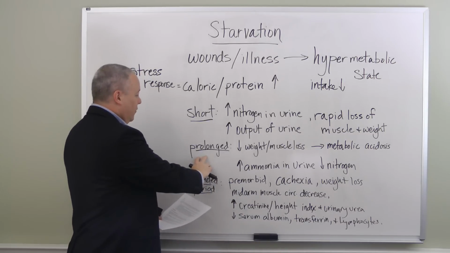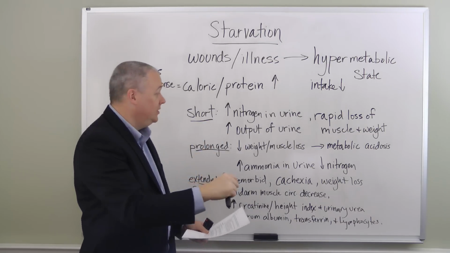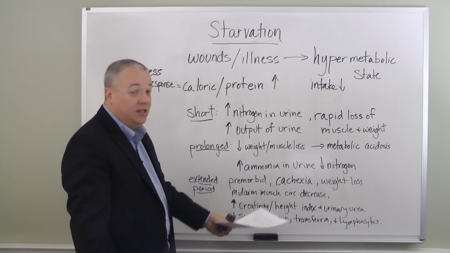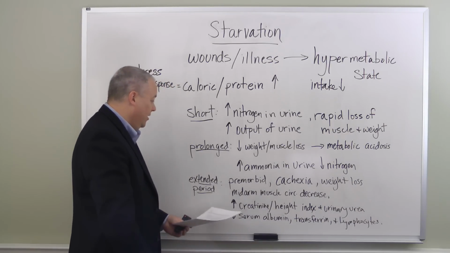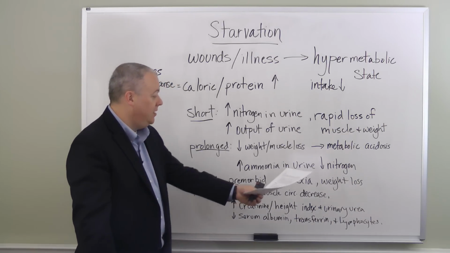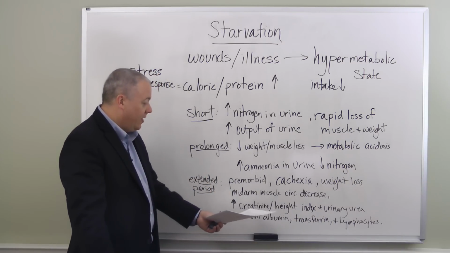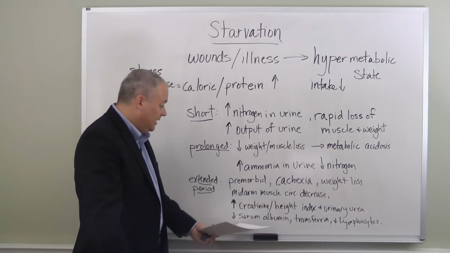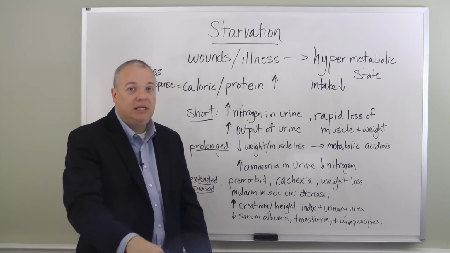If it's not dealt with over a prolonged period, the muscle and weight loss decreases at this stage, but metabolic acidosis kicks in and the ammonia in the urine goes up while the nitrogen goes down. And then over the extended period, premorbidity sets in: cachexia, weight loss, mid-arm muscle circumference decrease, the creatinine height index goes up, as does the urinary urea, while the serum albumin, transferrin, and lymphocytes decrease.